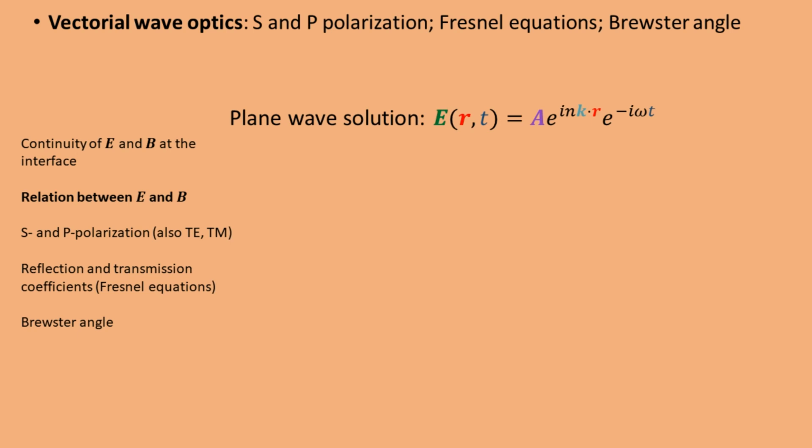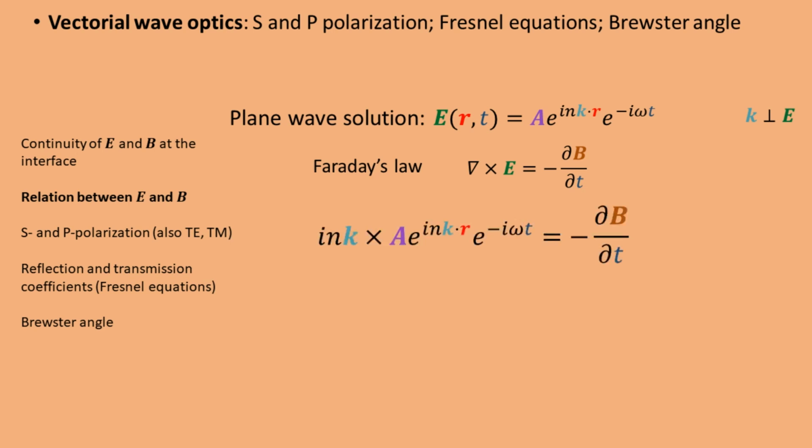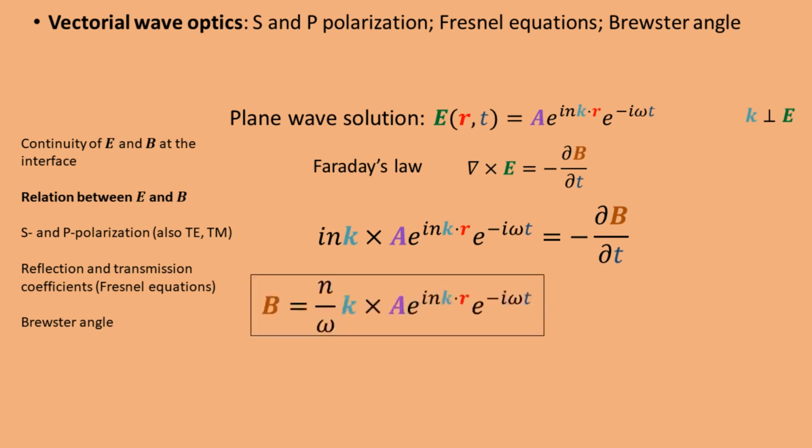Recall that from the first Maxwell's equation, which says that the divergence of the electric field is zero, it follows that the electric field must oscillate perpendicularly to the direction of propagation. To see how the magnetic field is related to the electric field, we once again use Faraday's law. If we plug in our expression for the electric field, we find an expression for the time derivative of the magnetic field.